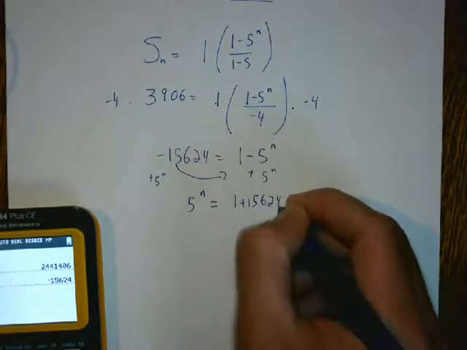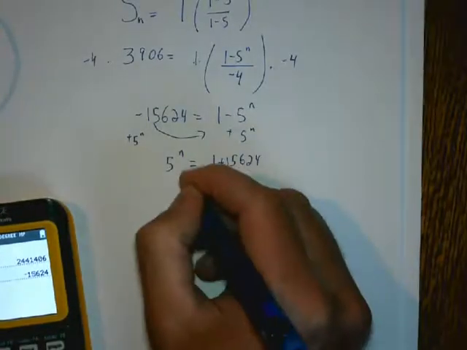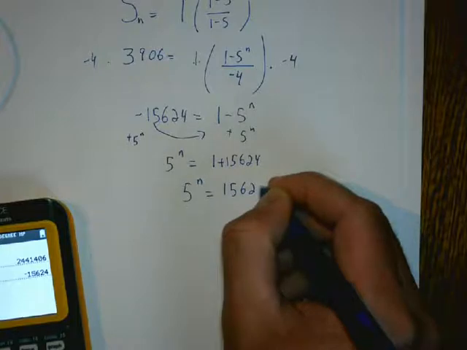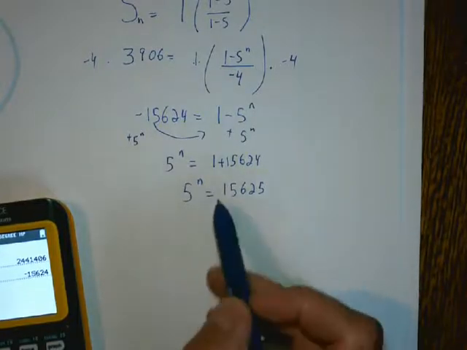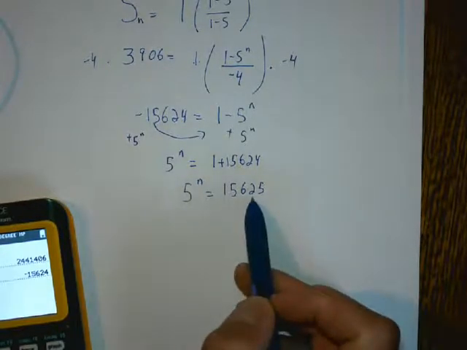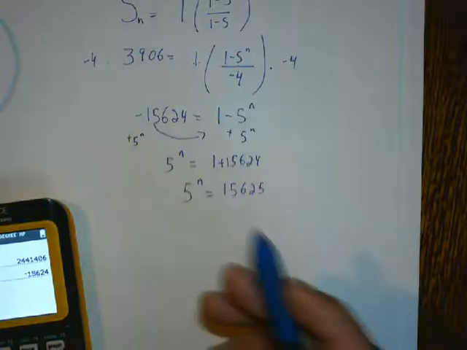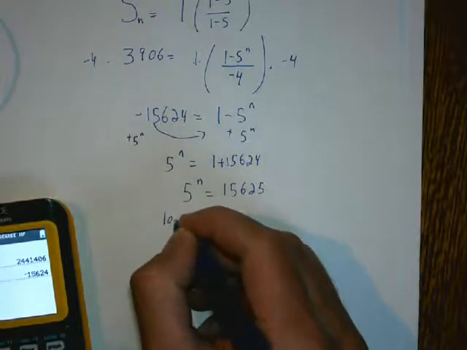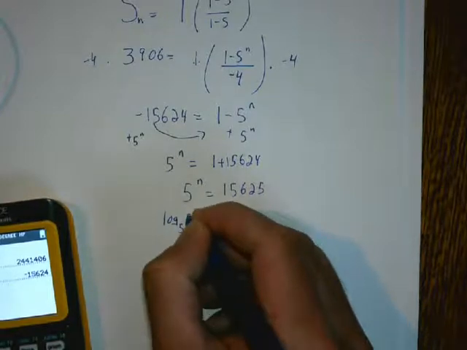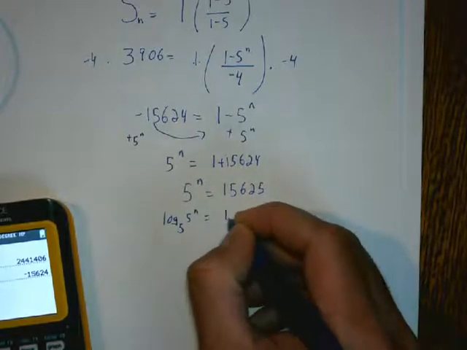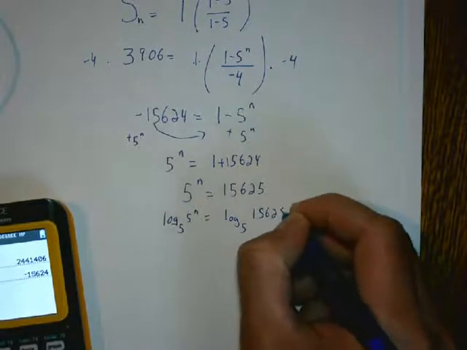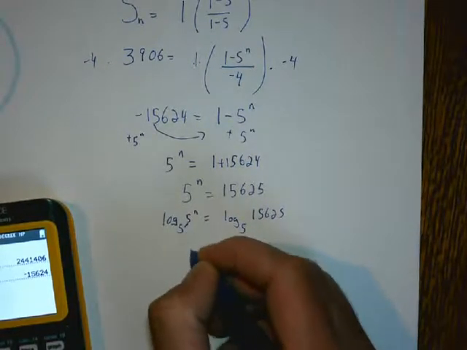15,624. So you wind up with 5 to the nth power is 15,625. Now remember, this means 5 to what power is 15,625. So how do you solve for exponents? We have to use a log. So we do log base 5 of 5 to the n is log base 5 of 15,625. Since these two bases are the same, that drops the n value here.